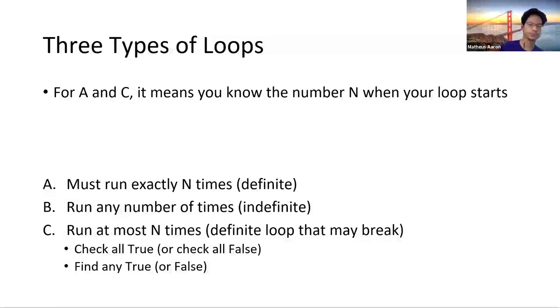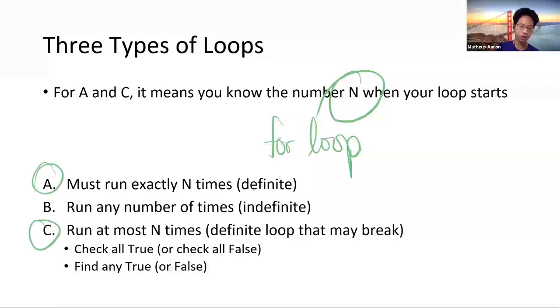Okay. So for A and C, it means that you know the number of n when your loop starts. Because you know the number of n when the loop starts, it is strongly recommended to use a for loop here. For A and C, it is strongly recommended to use a for loop instead of a while loop. There are very special exceptions why you should use a while loop, lah. But generally speaking, what you want to do is use a for loop, right?